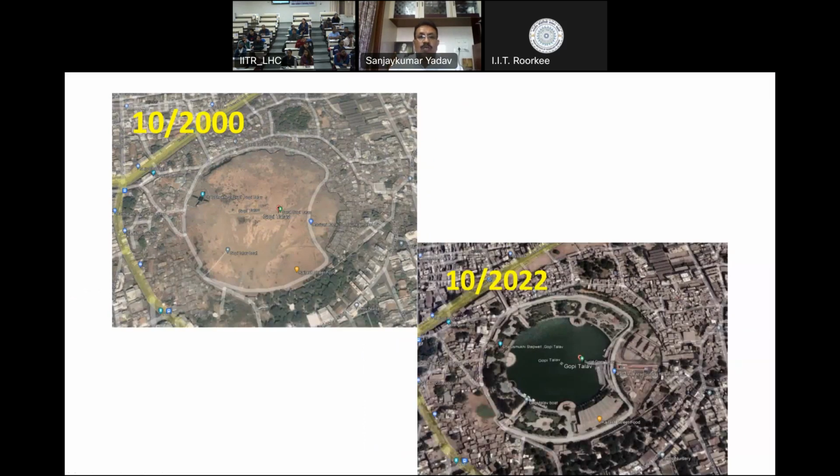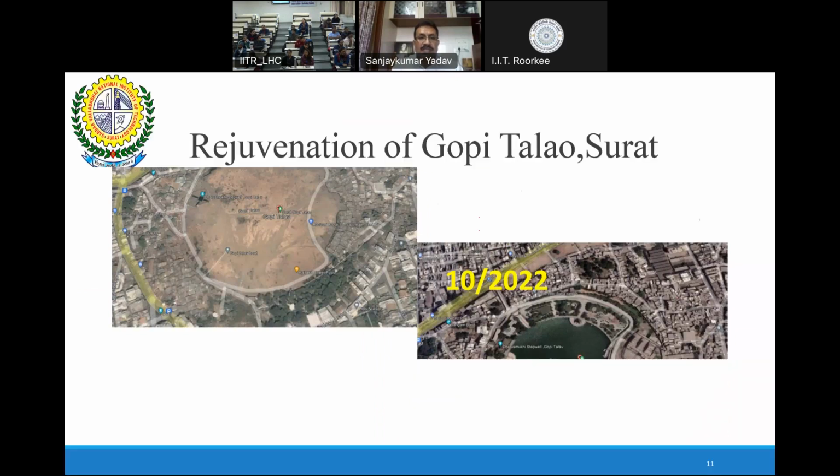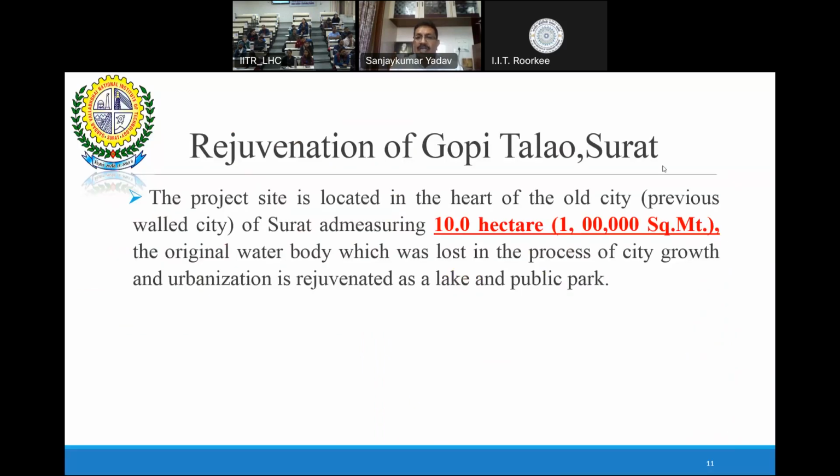So this is 2000. You can see the slums are there inside the pond. This is 2022, wherein you can see the pond is regenerated. The project site is located in the heart of the city of Surat. The area measures 10 hectares, approximately 1 lakh square meters. So now you can understand what I said, that thousands of people were required to be shifted from this region to the EWS region. That was a Herculean task which was carried out by Surat Municipal Corporation successfully, right?